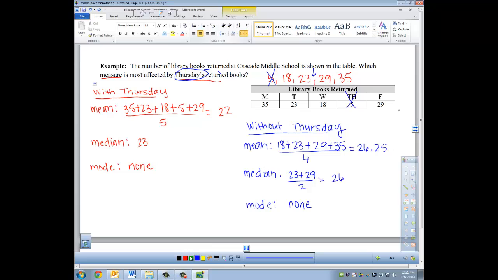So in black, I'm going to compare them. For the mean, I was at 22, I went up to 26.25, so I went up 4.25. I put a plus since I went up. If I went down, I would put a minus. The median was 23, went up to 26, so it went up 3. And then the mode, there was no change. So the measure that was most affected by Thursday was the mean, because it went up 1.25 more than what the median did. So you just want to find which one had the most change.